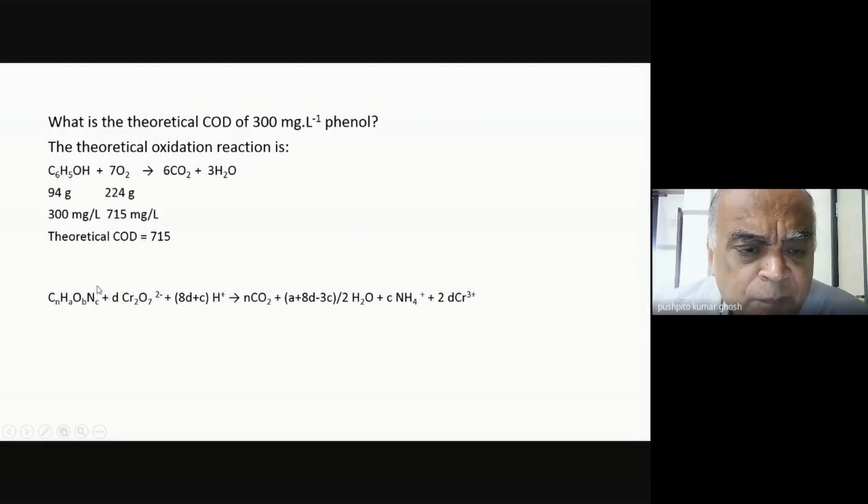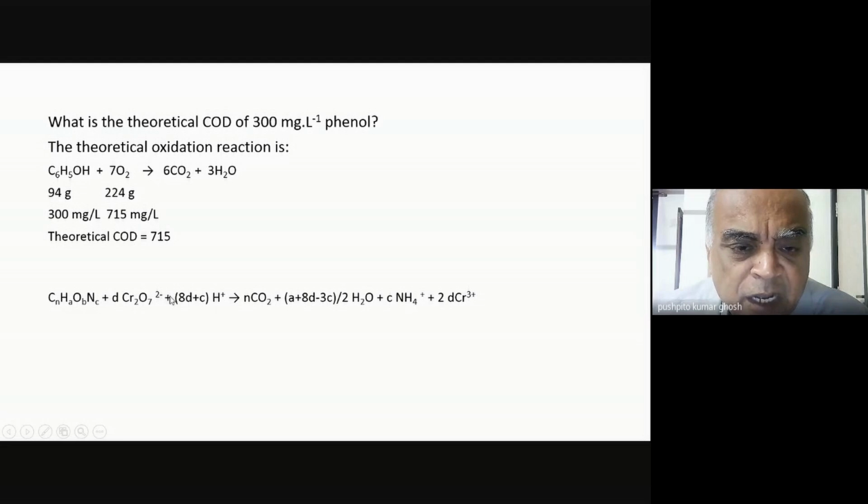So I can, for example, it's quite common to do COD measurements with dichromate. It's one of the most powerful oxidizing agents. That's why it's used. And suppose I have a substance with a general formula of, let's say, CnHaObNc. Let's say I'm also doing it in the presence of a nitrite inhibiting substance, so that at the end of it, I can get the nitrogen in the form of NH4+. That means it didn't get oxidized to NO2.